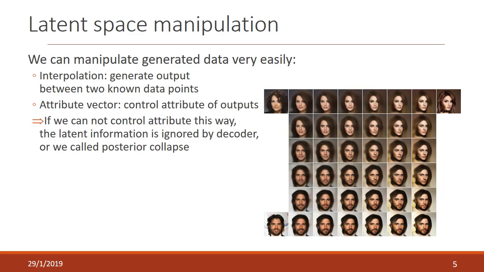If we cannot control the attributes this way, the latent information is ignored by the decoder. We call this posterior collapse.